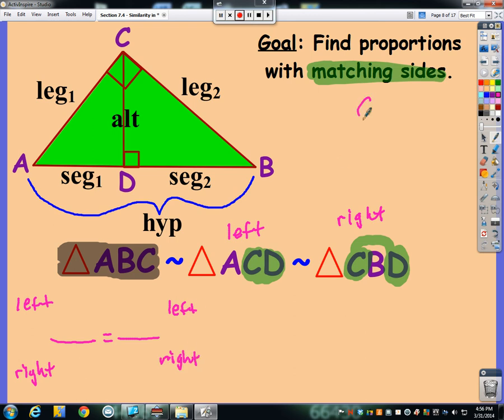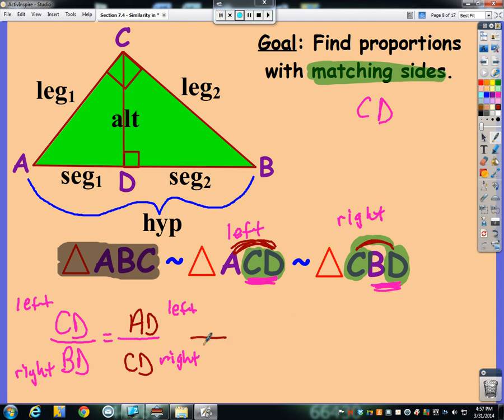And my matching side, again, remember CD, so I'll start with CD in the left triangle. Well, CD in the left triangle is the second, third letters, and it's going to match up with BD in the right triangle. So those are in the same ratio. And now if I want to talk about, again, CD, but CD in the right triangle, it was the first and last letters, and the first and last letters over here are A and D.